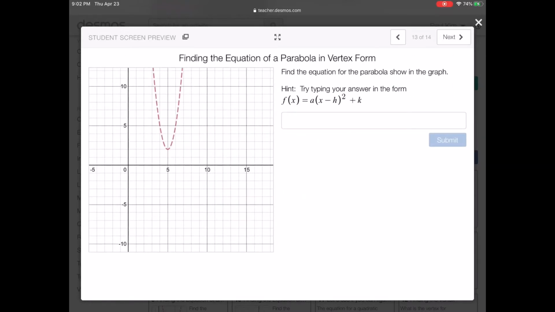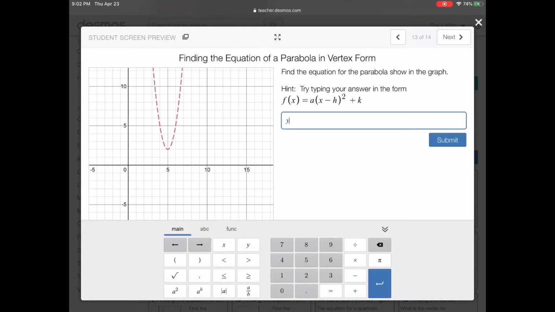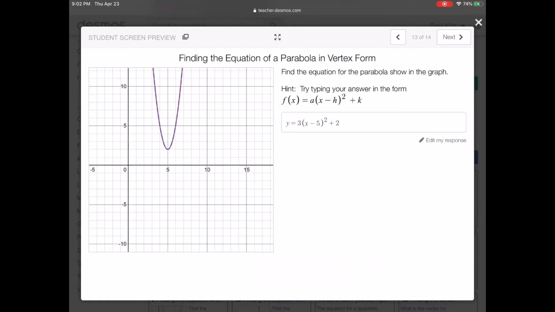Find the equation here. So now I'm going to start off with the usual, y equals. Because it got shifted to the right 5 units, I know this will be x minus 5 squared. And it got shifted up 2 units, so it'll be +2. But if you notice here, the graph that they want me to come up with is narrower. And I know that means that my a value has to be greater than 1. So if I put a 2 there, that doesn't work. If I put a 3 there, okay, that works.